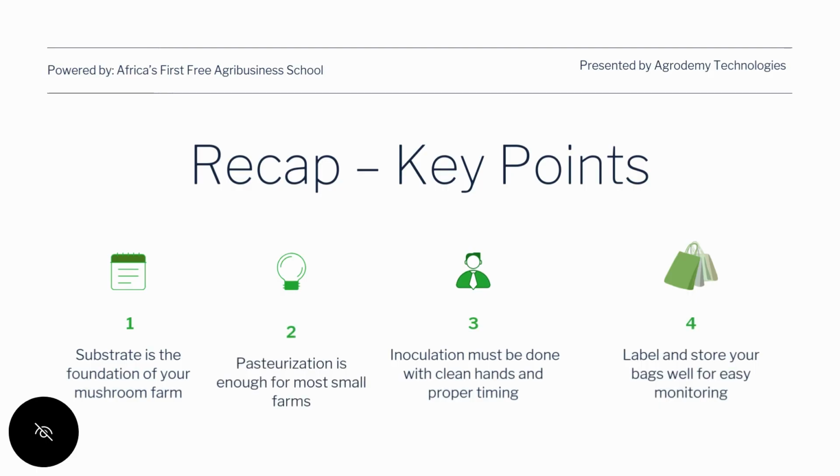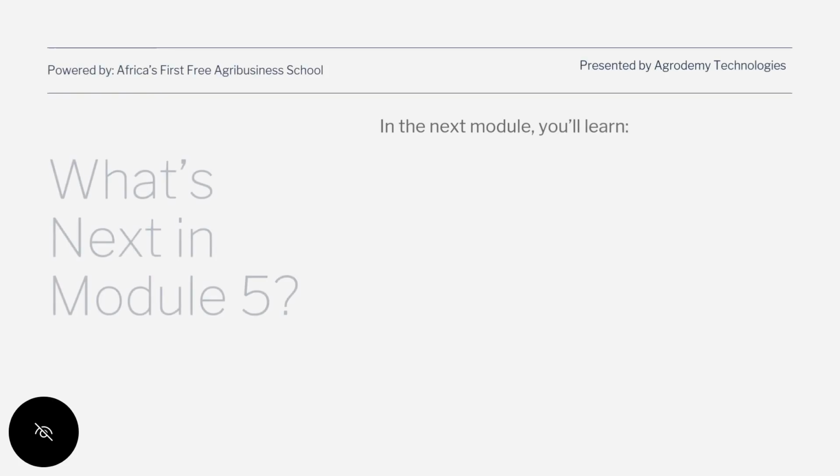So a quick recap: substrate is the foundation of your mushroom farm. Pasteurization is enough for most small farms. You don't even need to get a pressure cooker. Inoculation must be done with clean hands and proper timing. And make sure you label and store your bags well for easy monitoring. That's the end of this module.